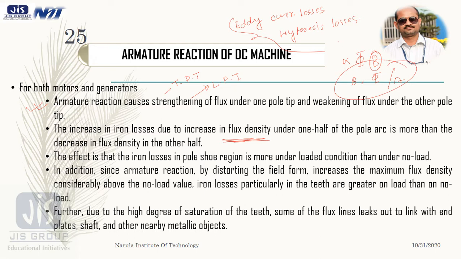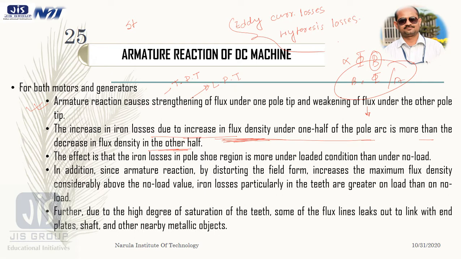As the iron loss is increasing due to increase in flux density under one half of the pole arc, it is more than the decrease in the other half of the pole. So where there is a strengthening effect, iron loss is increasing, and where there is a weakening effect, in that particular pole arc there is a decrease of iron loss.